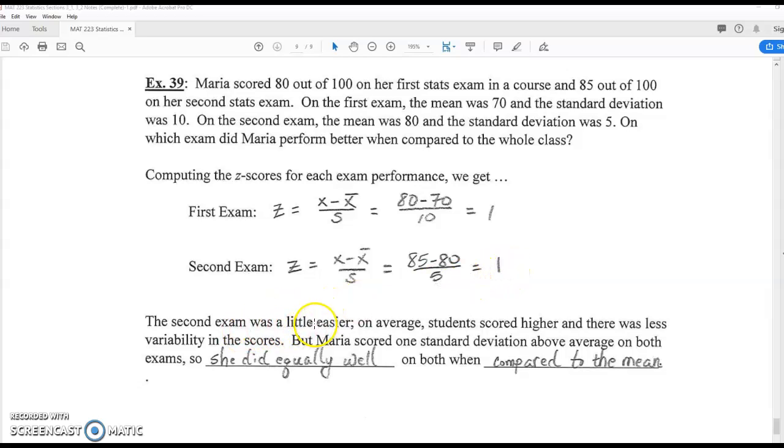So the second exam was a little easier, as we talked about up here. On average, students scored higher and there was less variability in the scores, but Maria scored 1 standard deviation above average on both exams because her z-score was 1 for both. So she did equally well on both when compared to the mean.